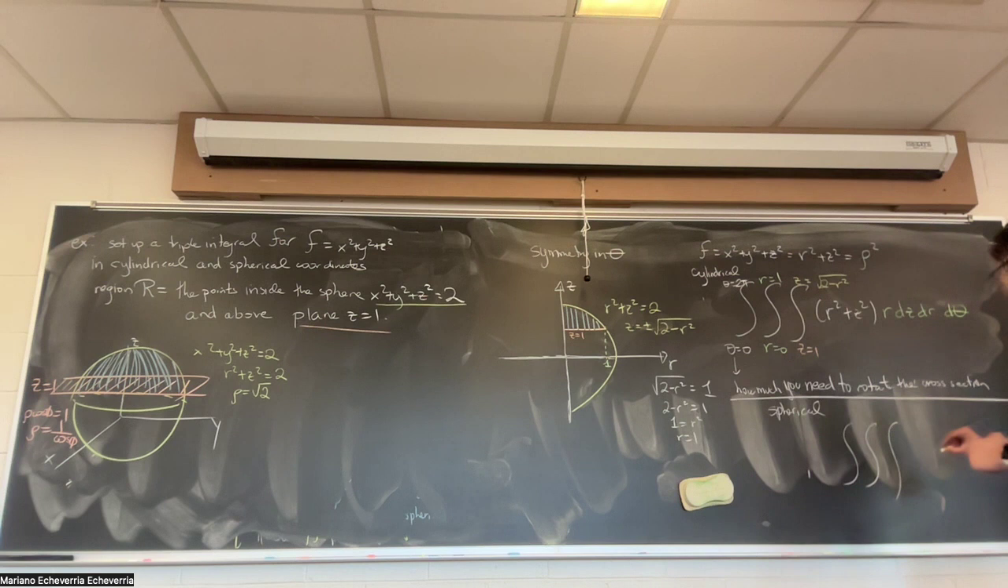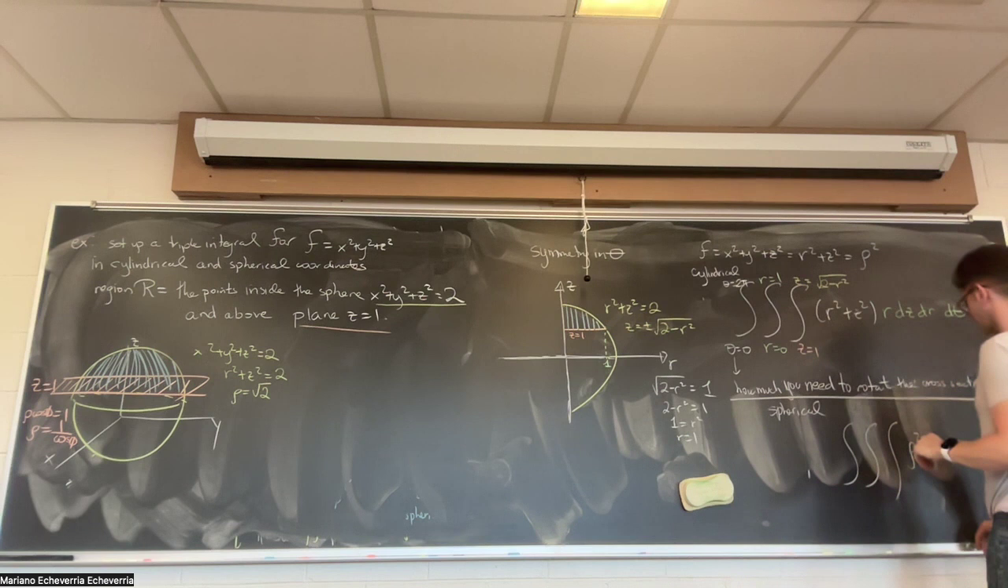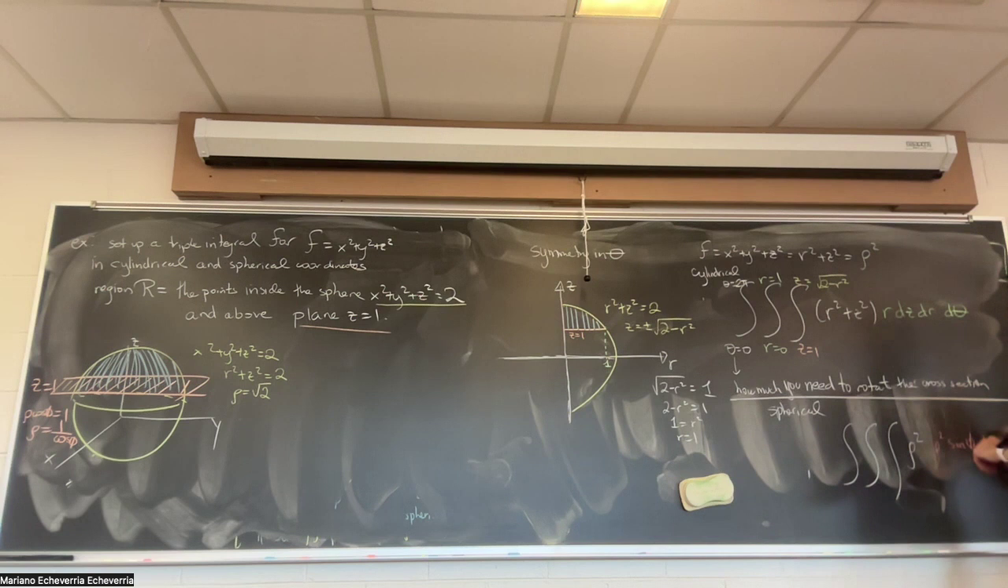And remember, the piece of volume in spherical is rho squared sine of phi, d rho d phi d theta. Okay, so it becomes rho squared sine of phi, d rho d phi d theta.